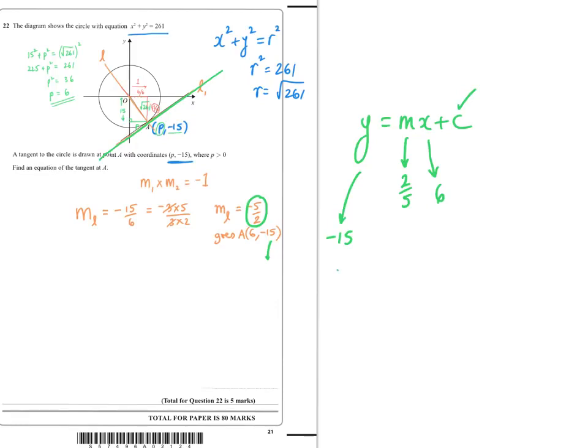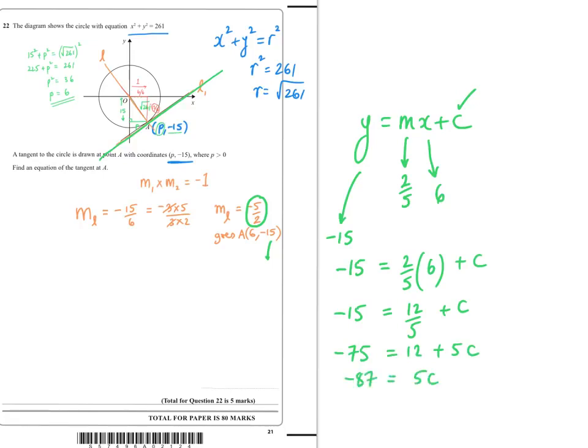So let's try putting the numbers in. So we'll have negative 15 is 2/5 of 6 plus c. So negative 15 will be 12/5 plus c, times everything through by 5. Negative 75 equals 12 plus 5c. So that means 5c will be negative 87. So c will be minus 87 over 5.